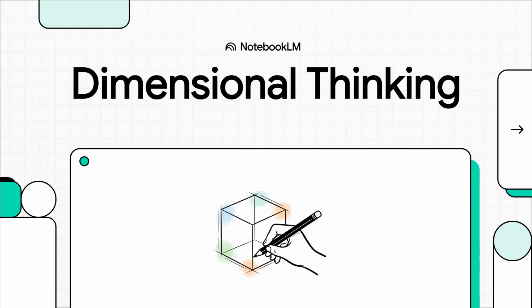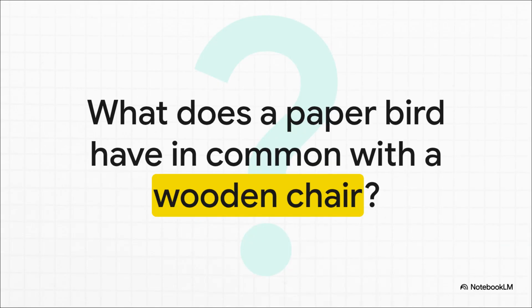From the phone you're holding to the chair you might be sitting on, it was all designed, all created by someone. Today, we're going to pull back the curtain on the secret language behind it all, dimensional thinking. So let's just jump right in with a question. What on earth could a delicate, little paper bird possibly have in common with a solid, heavy wooden chair? Well, the answer is this kind of magic of transformation.